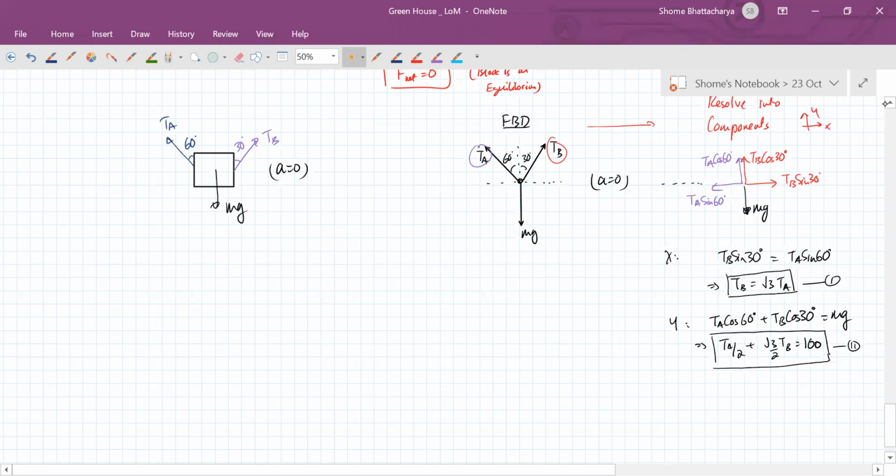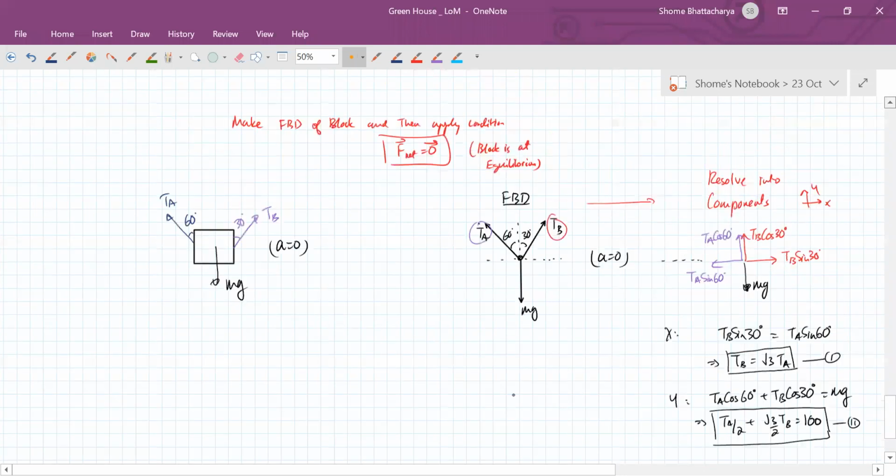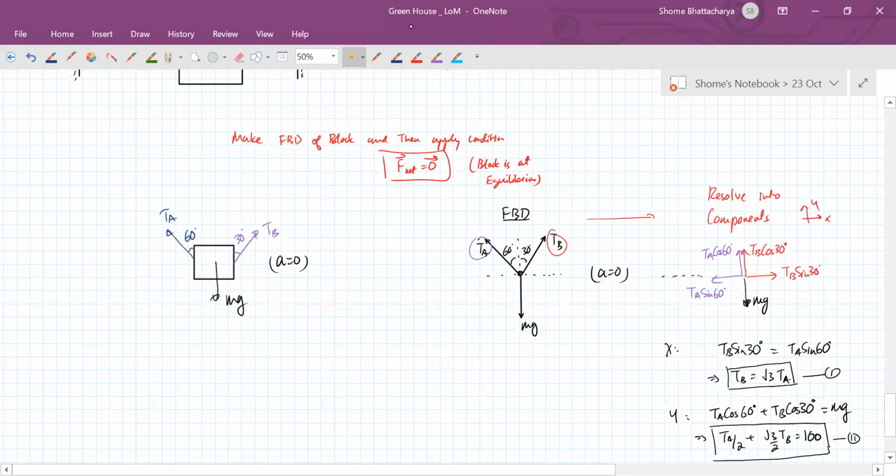So now we have to solve this system of equations. So we will solve equations 1 and 2 to get the two values, TA and TB.